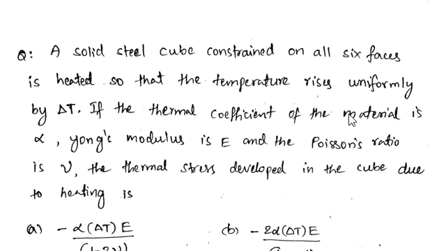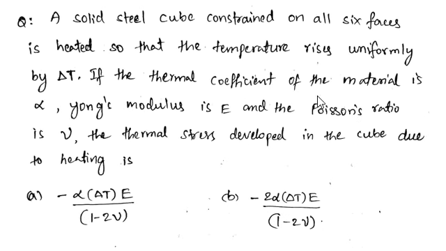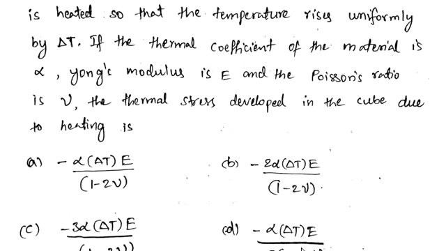And if you see the next question, here a solid steel cube constrained on all 6 faces is heated so that the temperature rises uniformly by delta T. If the thermal coefficient of the material is alpha, Young's modulus is E, and Poisson's ratio is nu, the thermal stress developed in the cube due to heating is. And here different options are given, A, B, C, D, like this.